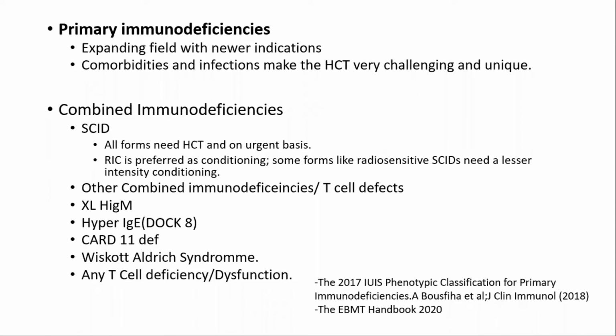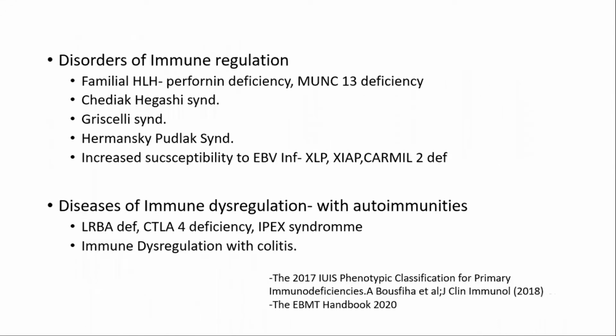So main indications are any combined immunodeficiencies. Anywhere the T cell is deficient, they need a transplant. They can't live a normal life. Like any severe combined immunodeficiencies where the transplant is very urgent, and any combined or T cell defects, X-linked hyper-IgM, hyper-IgE or CARD11, Wiskott-Aldrich, or in summary, any T cell defect or deficiency needs a transplant.